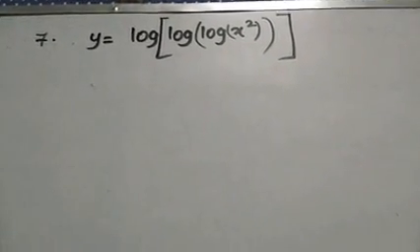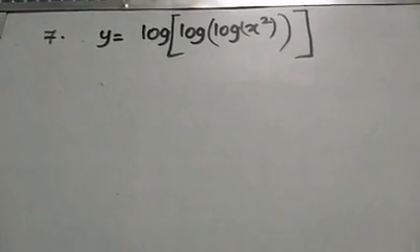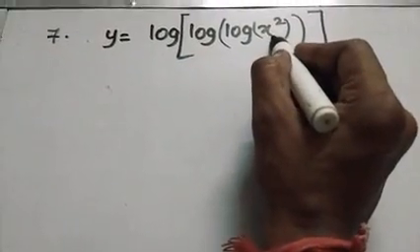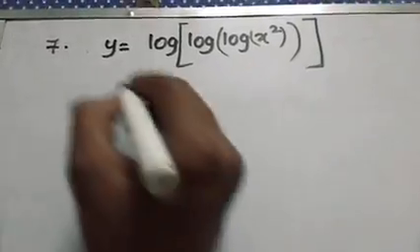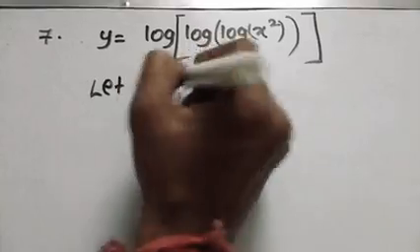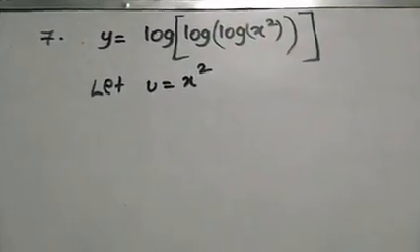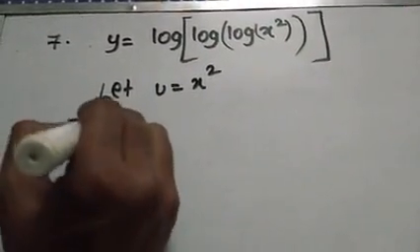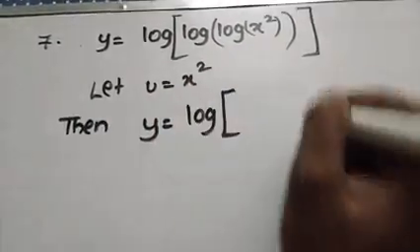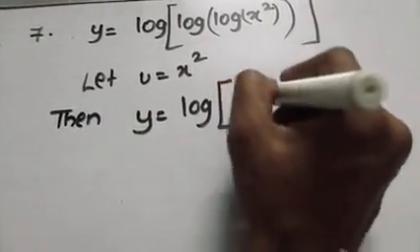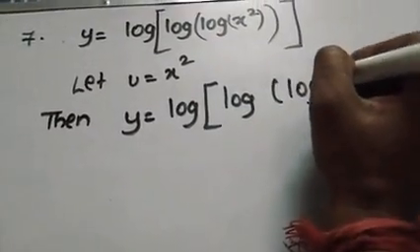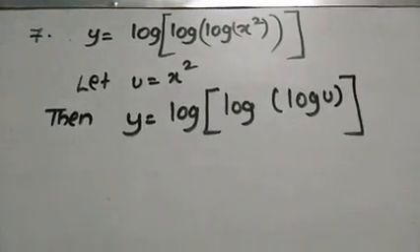So first target is that we have to convert this particular question in a simple way. First of all, we will start with the ends from here, from the last part. First of all, we assume x square equals to, let u equals to x square. So then y is equals to log of log, and x square means u, so that is log u.